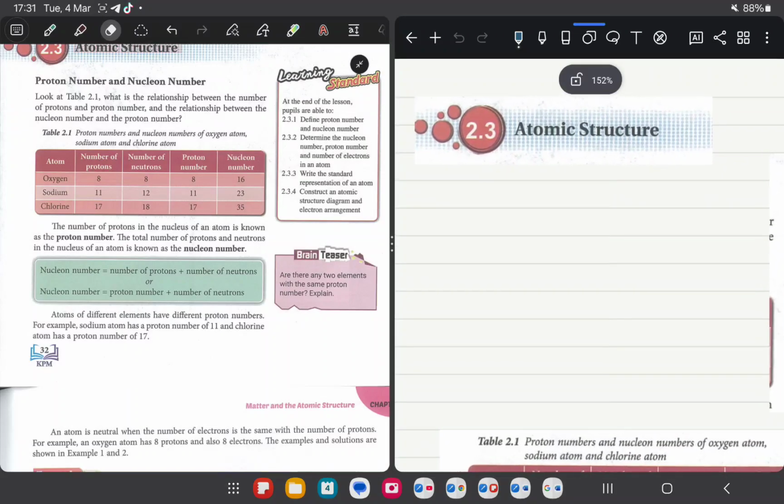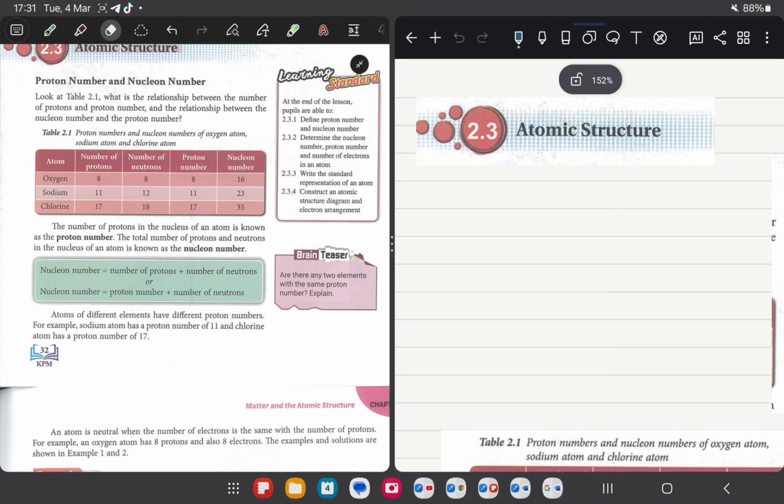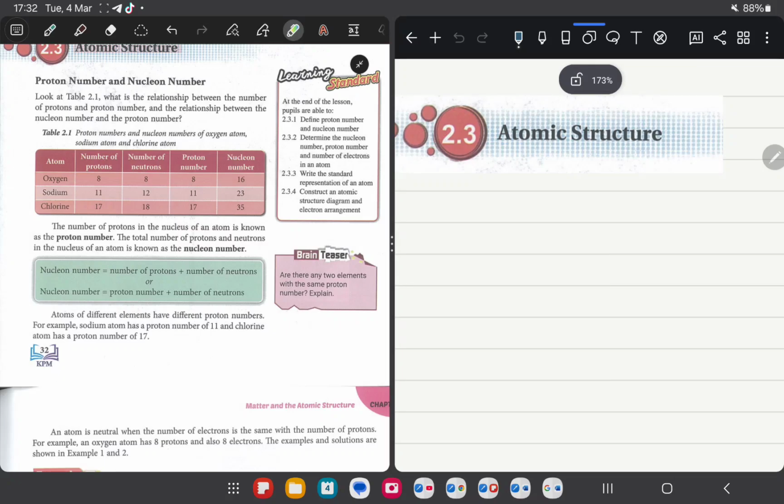Before that, on one side I'm showing my textbook, and on the other side I'm showing the page that I already extracted. On this page we are going to write the notes, the important points that I'm going to specify for your reference, so you may take note. First, atomic structure.